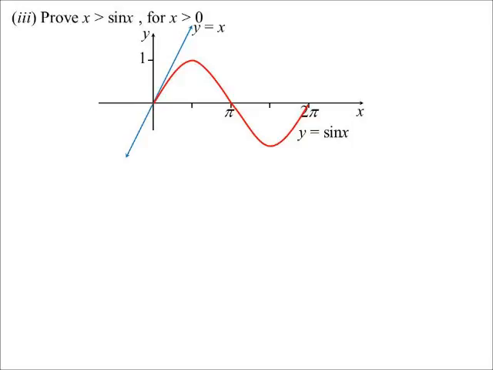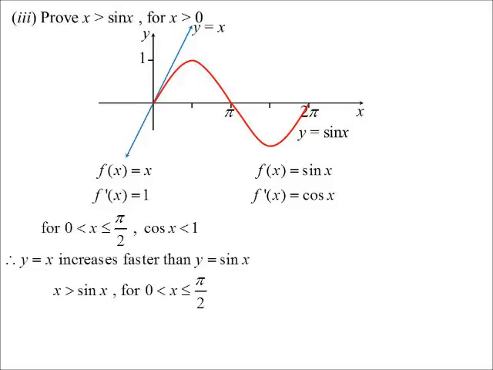Now, yes, it looks like it, but that's not good enough for proof. I can't say, oh, it looks like it. So I'm going to prove it. The function y equals x, we know the derivative is 1 at that point. Y equals x has a slope of 1. Sine x, its derivative is cos x. Now, in between 0 and pi on 2, cos x is always going to be less than 1. So the slope of the red graph is always less than 1 in between 0 and pi on 2.